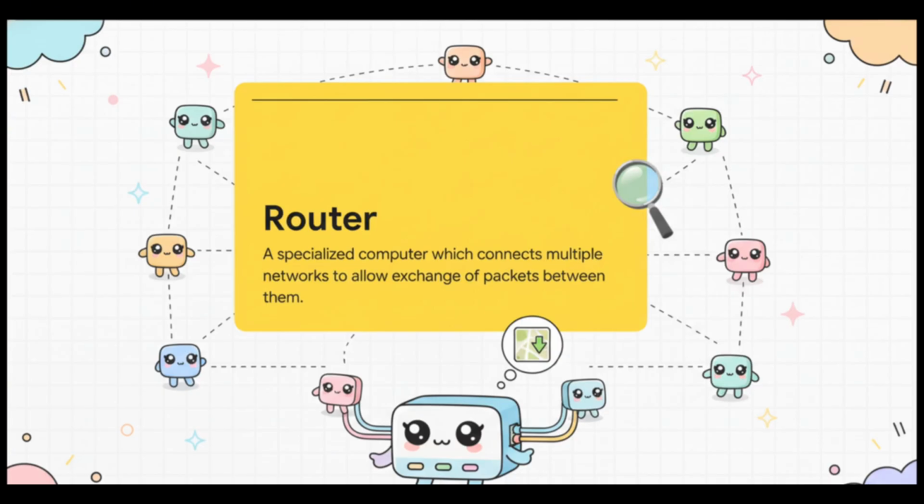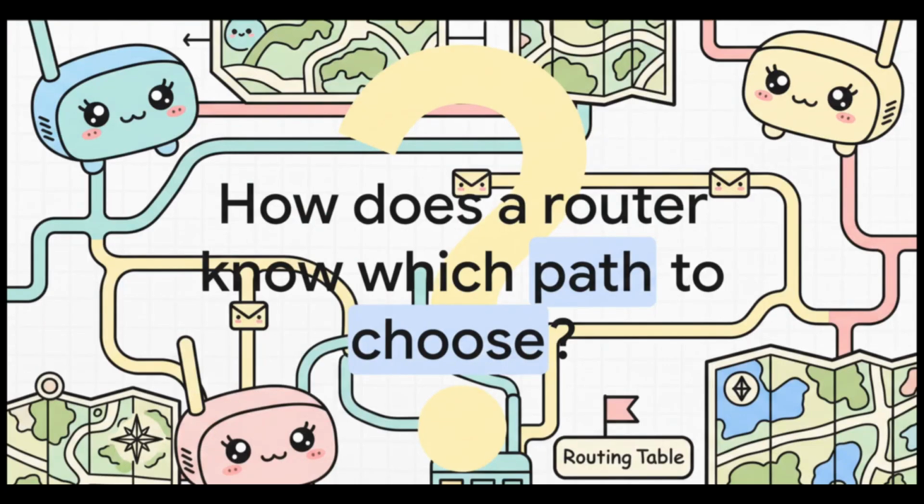But how in the world does it make that choice? I mean, it can't just guess, right? That would be chaos. It needs a map. And in the world of networking, that map has a very specific name. It's called a routing table.